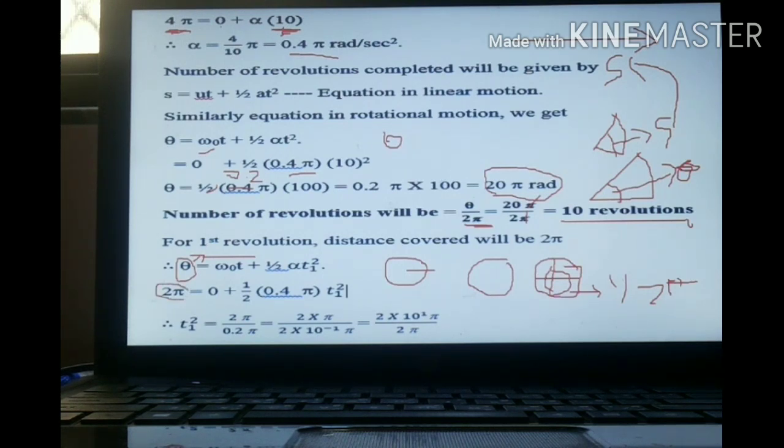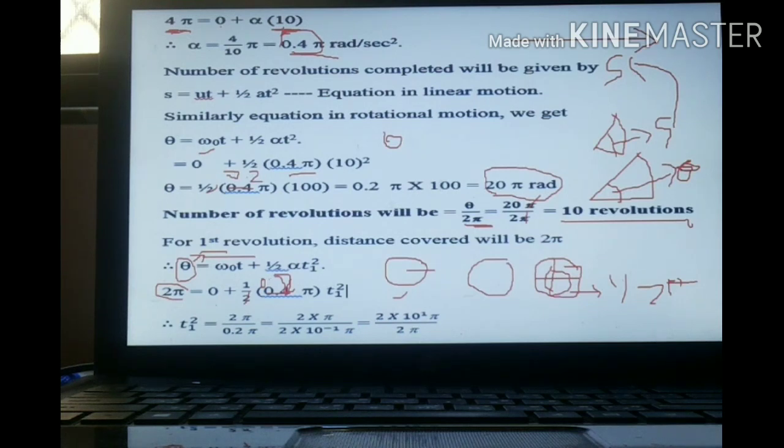Are you able to understand? I will explain one more time. Whenever the object is completing one circle, the angular displacement is 2 pi. So we want to find out the time required for one revolution. In this formula theta is substituted as 2 pi. Omega 0 is 0, so that term becomes 0, plus half alpha's value we have already got, that is 0.4 pi. So we are substituting 0.4 pi, and t1 square we want to find out. This will get cancelled, and this will become 0.2.